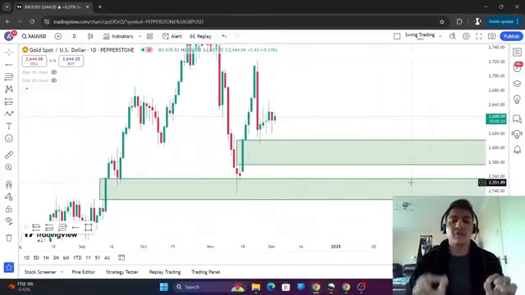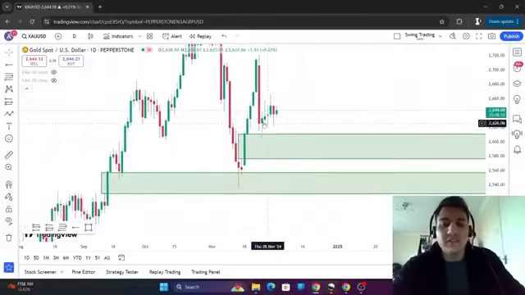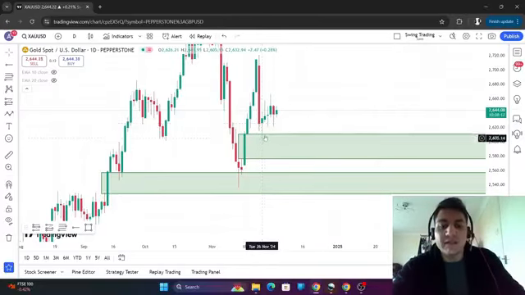Let me just make this very clear. The wicks do the damage and the bodies tell the story. Now, what does that actually mean? The bodies tell the story. The body didn't even get into the fair value gap. That tells us that we're really bullish, because the bodies couldn't even get into the fair value gap. The wicks tap the fair value gap and quickly move off, right?